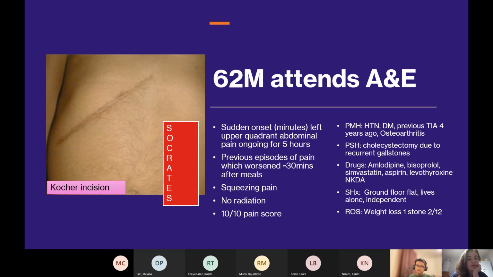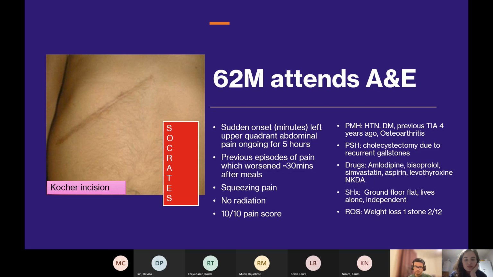Cool. So this is a 62-year-old male that presents to A&E and has had a sudden onset left upper quadrant abdominal pain lasting for 5 hours. He's in a bit of a state when you see him. He's crying. He's very uncomfortable. From what he gives you in his slightly unclear history at this point, he's had some previous episodes of pain that have come on after meals, and he's presented to you now around 6 o'clock. So he had lunch and then started to deteriorate in the afternoon. And he describes it as a squeezing pain.